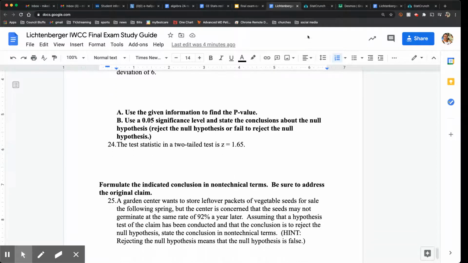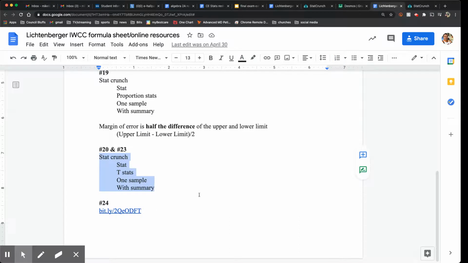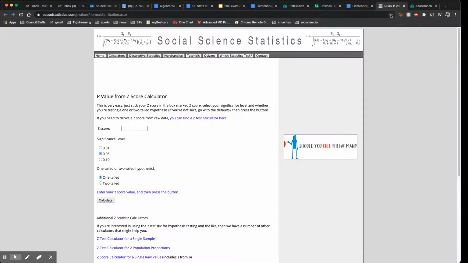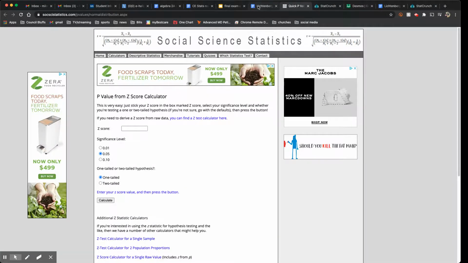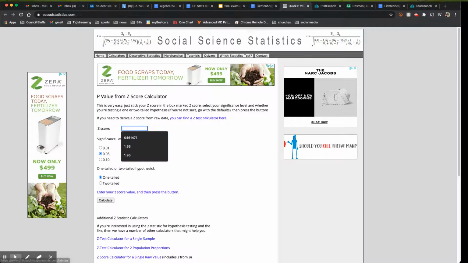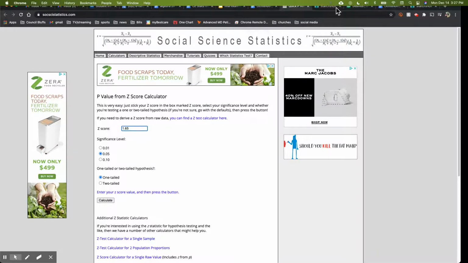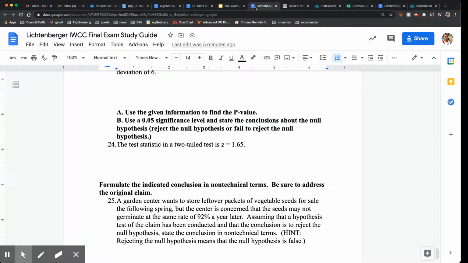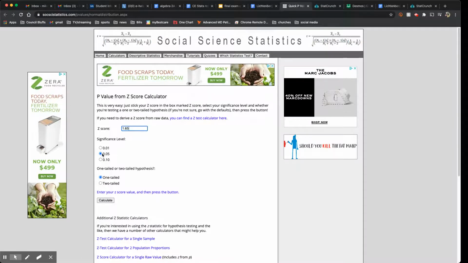Okay. Number 24 we are up to. Number 24, we are going to use this link here. So let's click on this link. Okay, and this is what we're going to use to solve number 24. So the test statistic in a two-tailed test is z equals 1.65. Use 0.05 significance level, it says.